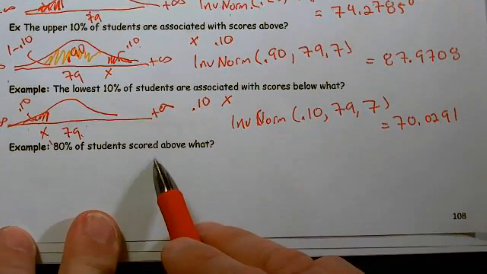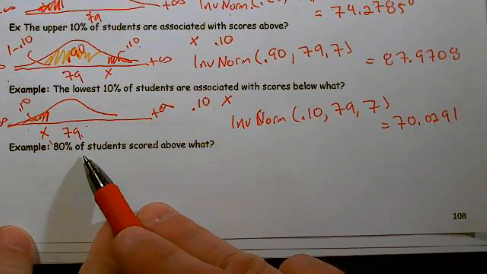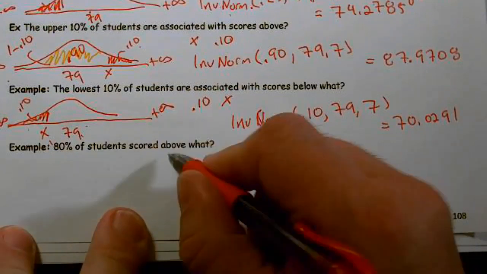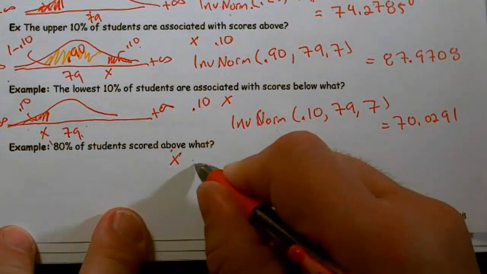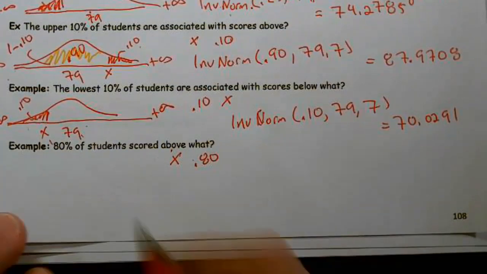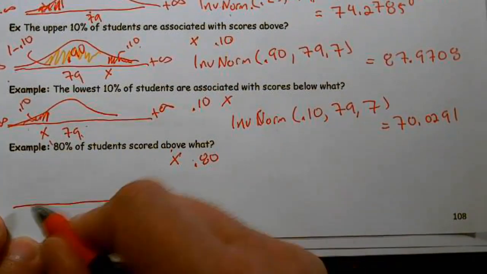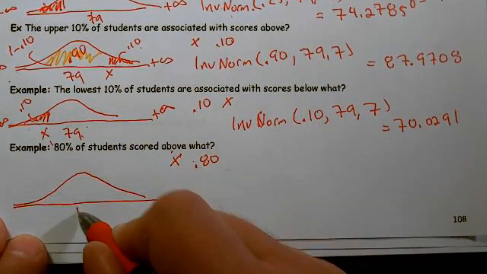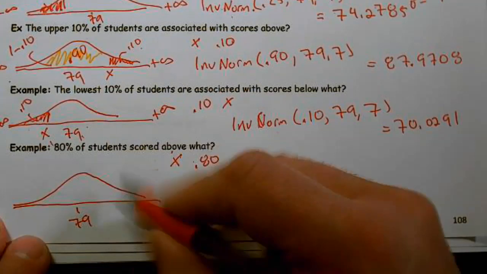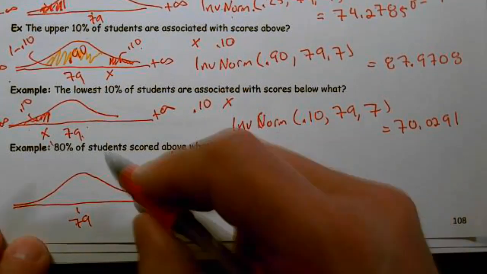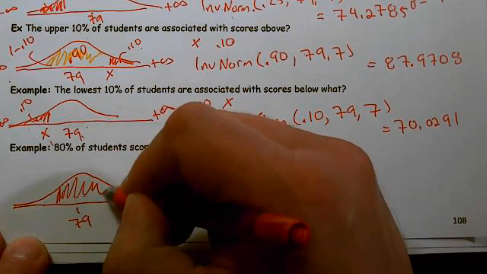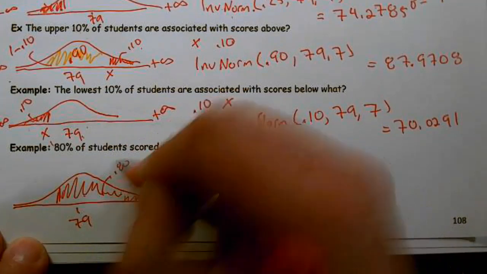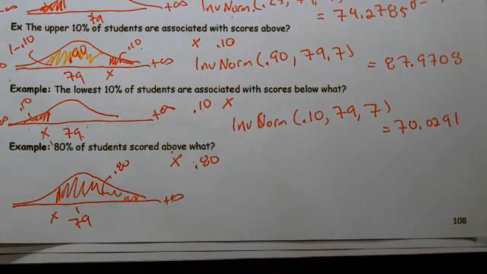Okay, the next thing, 80% of the students scored above what? Once again, they did not tell me this was a percentile rank. So I put an X. And they said, oh, this X is above, so it's 0.80. So that means I'm starting at positive infinity. So that means when I'm shading from positive infinity, so this is 79. We're shading from positive infinity and coming down. Well, 80% is over halfway. So somewhere over here, this represents 0.80. And so I'm looking for that X value right there.